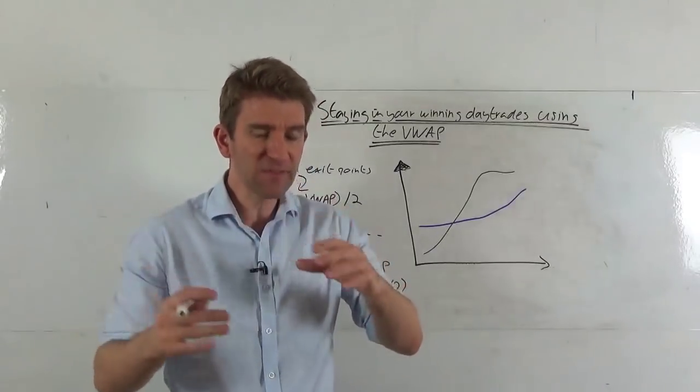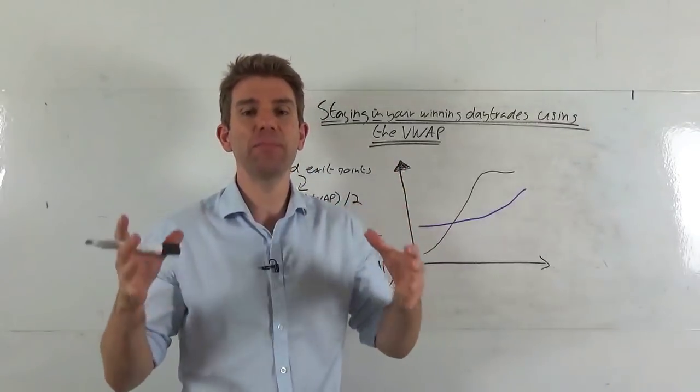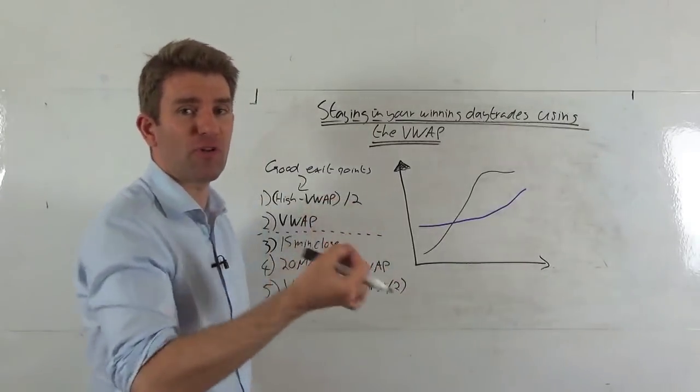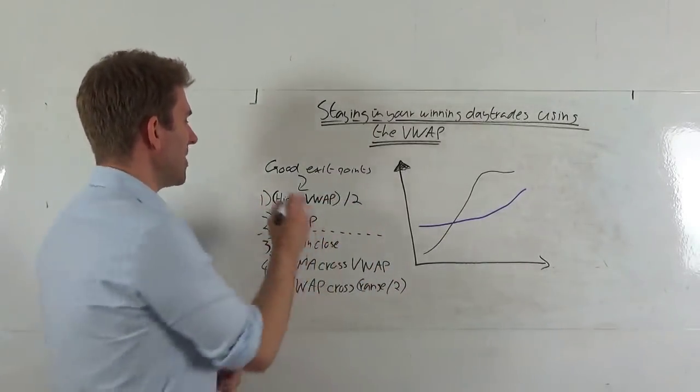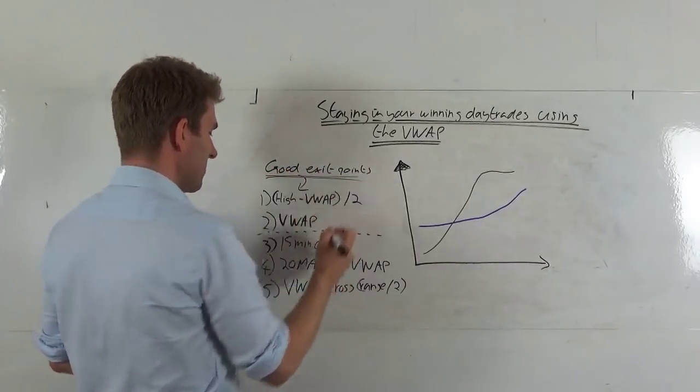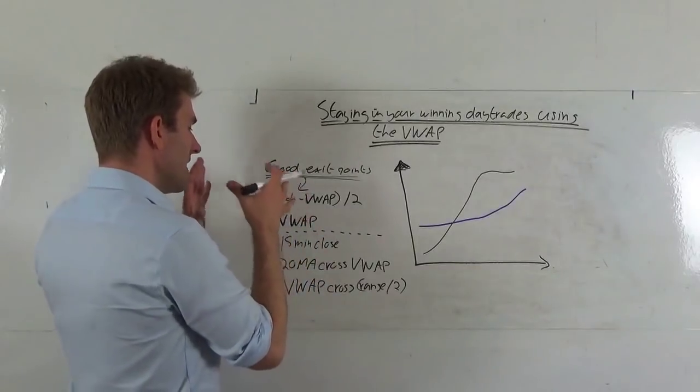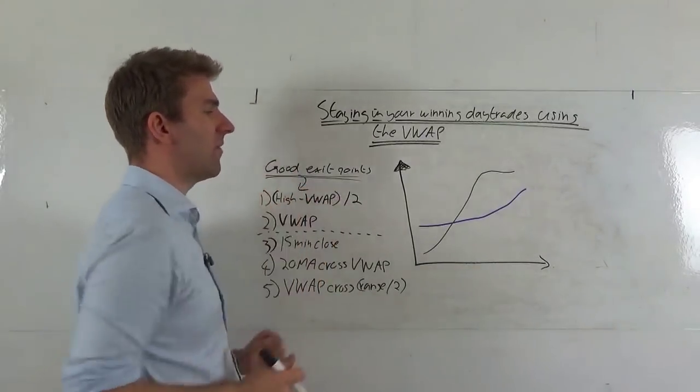Now, VWAP is really something that everybody is looking at. So how can we integrate it with our own trading strategy exit? So some good exit point ideas. I've separated them into two and put a dotted line here, and you'll see why in a second. So the first one will be high minus VWAP divided by 2.